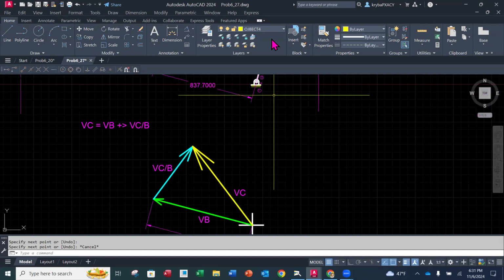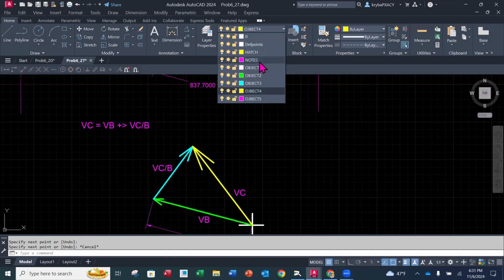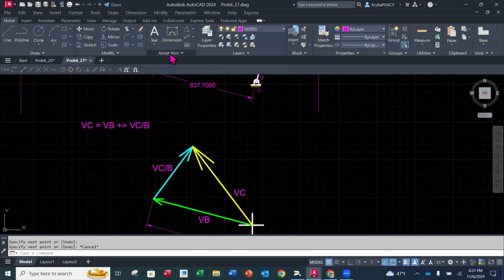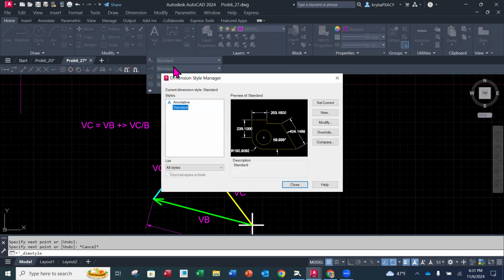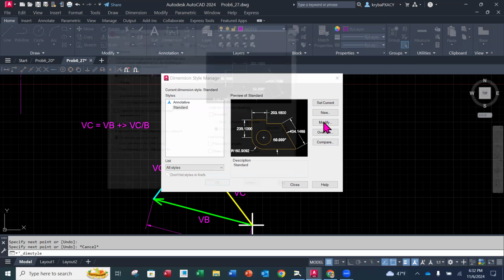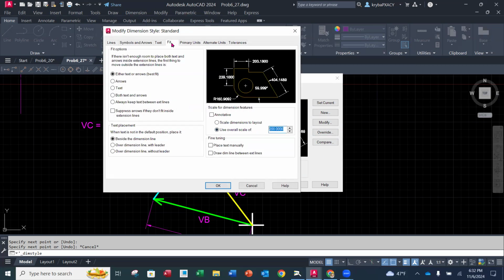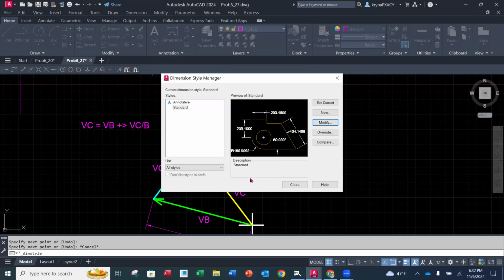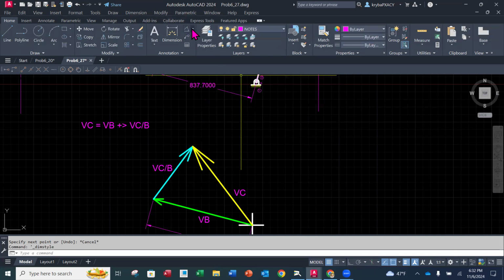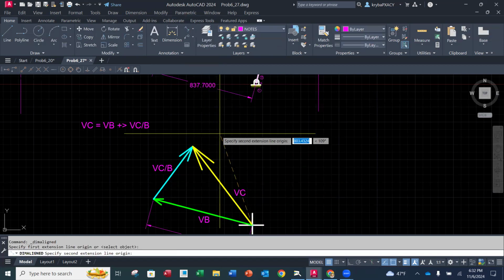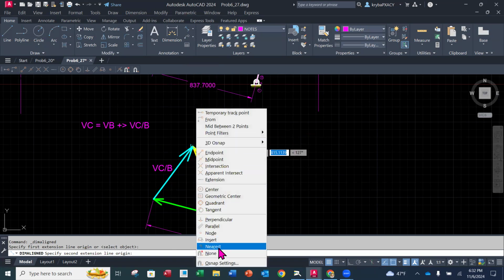Now, the magnitude of the velocity of C. I'm going to go to my notes and my annotations. Remember, when we put our dimensions in here, the dimension text is probably going to be pretty small because we had to scale these things up quite large. So I'm going to go to modify, and on my fit tab I used an overall scale of 200 on this one. If you need to change that, that should get you close to what you need. Now I'm going to do an aligned dimension, one endpoint. Make sure you get the endpoint.